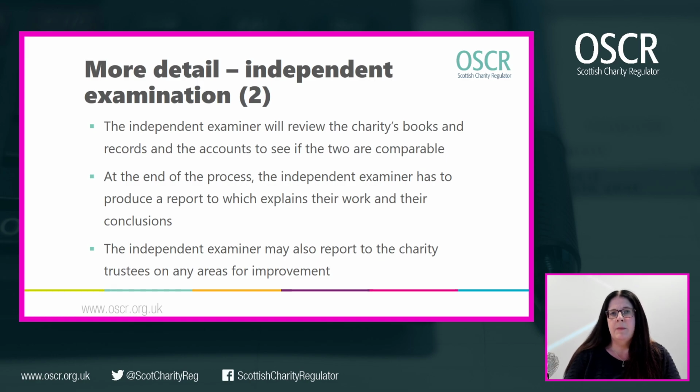So the independent examiner will do a review of the charity's books and records. So remember, that's the accounting records and any other records that they might think are relevant. And they'll look at the accounts and see if the two are comparable. They'll see if the accounts are a good, honest reflection of what's happened in the year. At the end of their work, the independent examiner has to produce a report which explains what they've done and the conclusions that they've come to. The content of that report is actually prescribed by law, and we have example independent examiners' reports in our guidance that I'll talk about right at the end of our webinar.